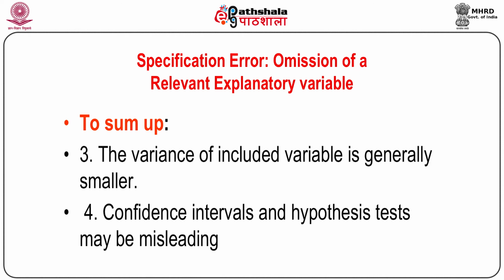Similarly, the variance of the included variable is generally smaller, and confidence intervals and testing of hypothesis may be misleading. So, in this case, the exclusion of a relevant explanatory variable from the regression setup not only affects the biasedness of the estimator but also has some implication on the test of hypothesis.